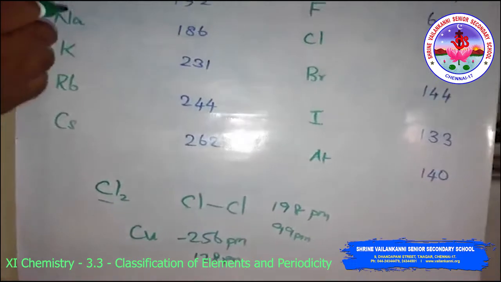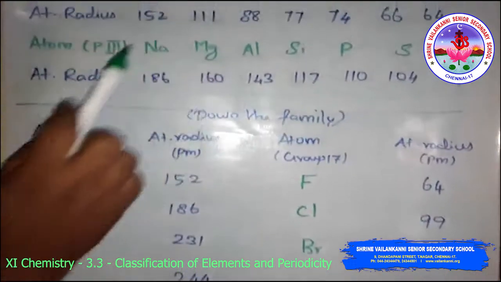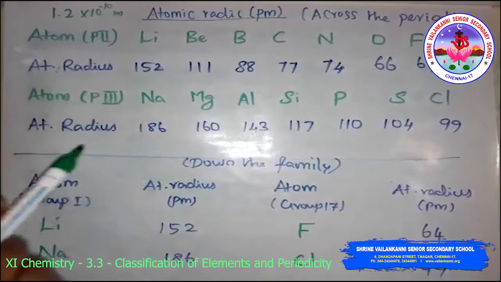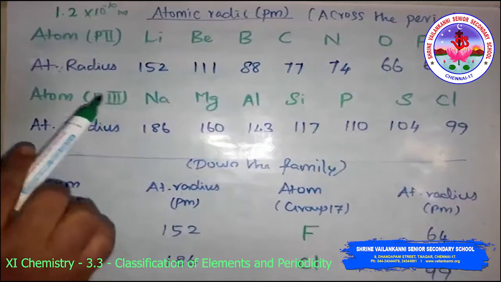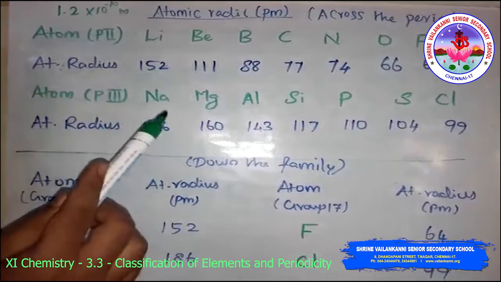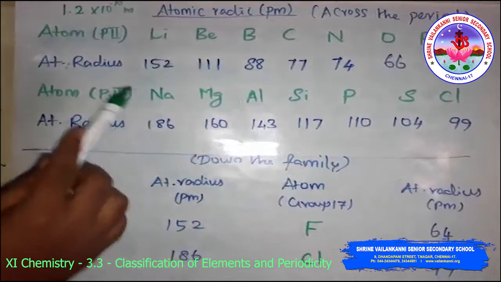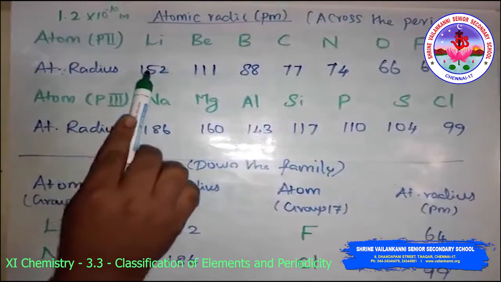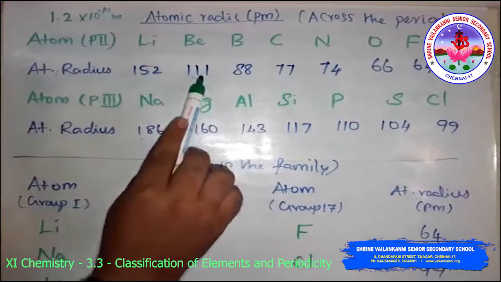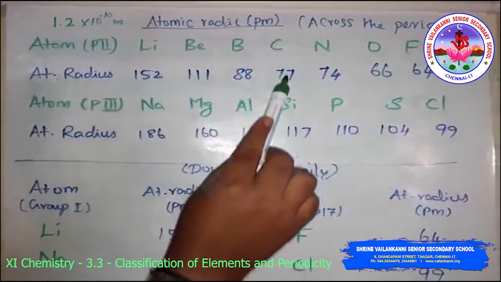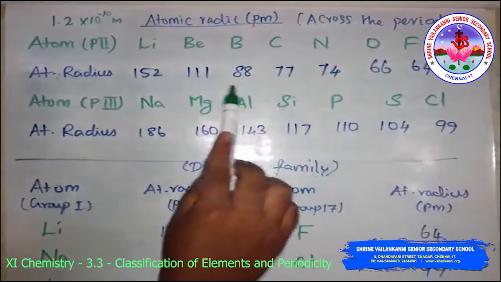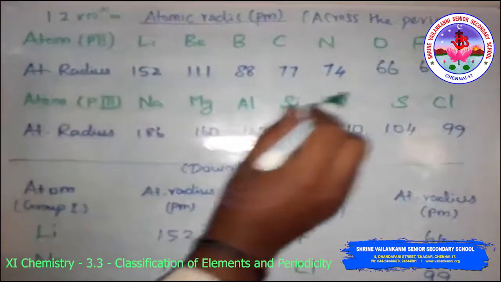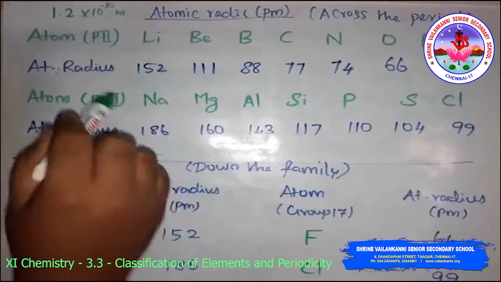Now look at some atomic radii given across the period and down the family. We can explain these trends in terms of the nuclear charge and the energy level. The atomic size generally decreases across the period. Look here: 152 picometer for lithium, beryllium 111 picometer, boron 88, carbon 77 picometer, nitrogen 74. That means across the period, the atomic radius decreases.